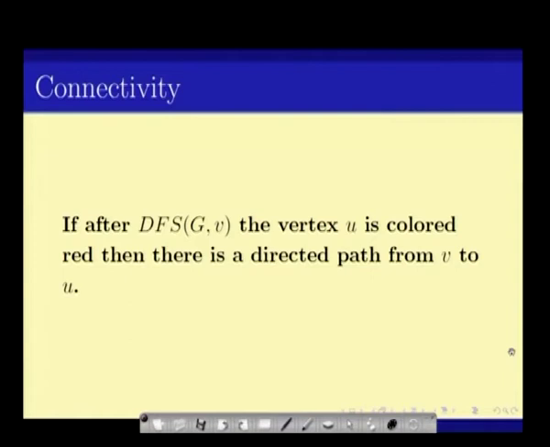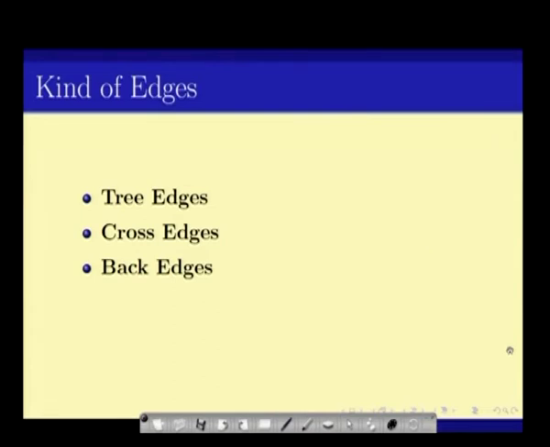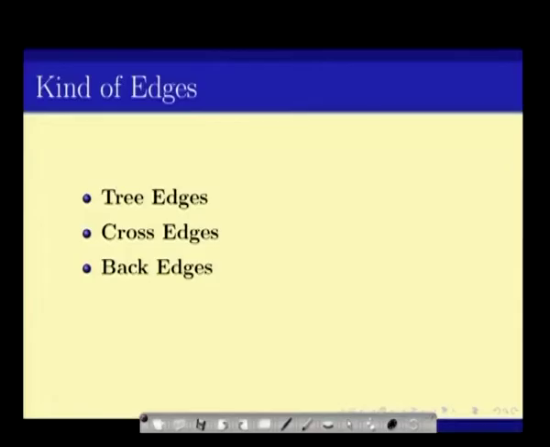An important thing here is that at the end, if all of them are colored, that means all the vertices are reachable from this vertex V, from where we started. The other parts are that there are three different kinds of edges, namely the tree edge, cross edge and back edge. We will take a short break now. We will come back and look at it in much more detail after the break.